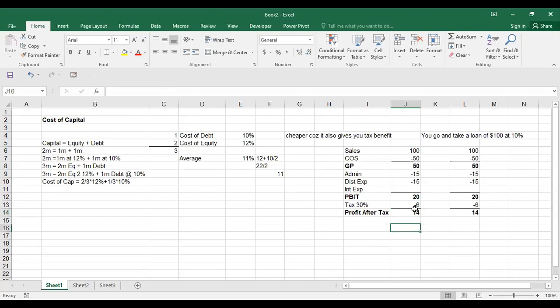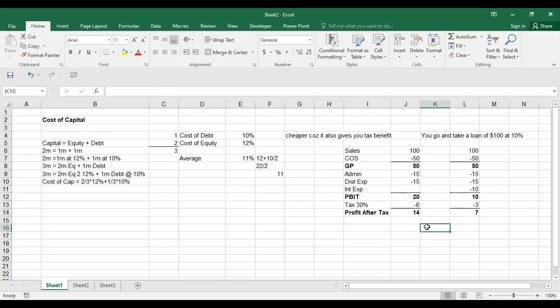So my current profit is 14. If I pay interest of $10, apparently it looks like from 14 I pay $10 interest and I'm left with only $4. It looks like if a further expense of $10 is introduced, your profit should decrease by $10, but it will not happen. Let's see here. I write down here minus $10. When I write down minus $10, you see that your profit is only decreased by $7.